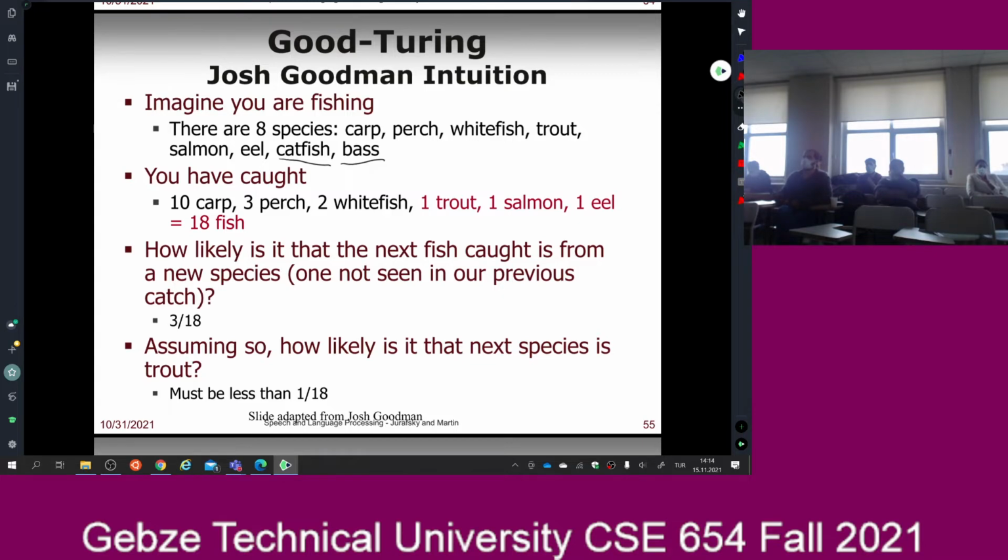That's not true. So we say that our chance of catching a new type of fish is as much as catching a fish that I have caught only once. So 1 trout, 1 salmon, and 1 eel. So 3/18. That probability is 3/18.